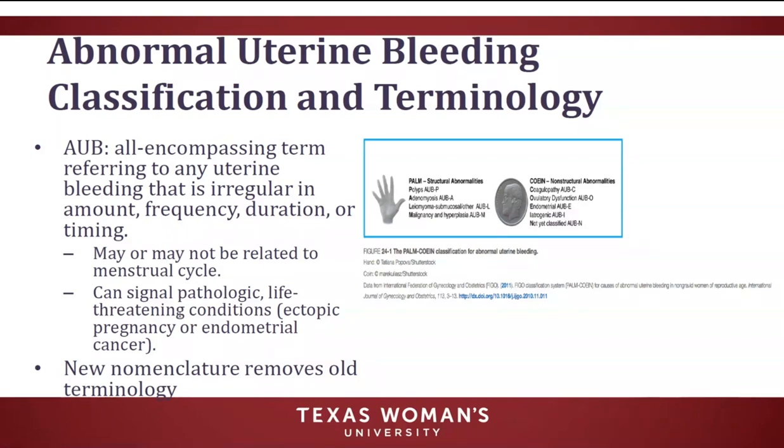Endometrial, that can either be related to a hormonal dysfunction or postmenopausal, those types of things. Iatrogenic means that's typically something that we have caused. And N is not classified. Anything that doesn't fit into all of that system is considered not yet classified.